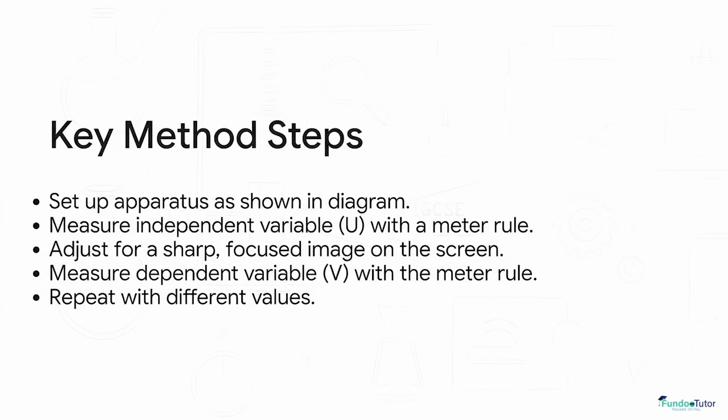Step 1, set up the apparatus just like in the diagram. Step 2, measure your first variable, u, with a meter rule. Step 3, adjust the screen until the image is perfectly sharp. Step 4, measure your second variable, v. And the crucial final step, step 5, state that you will repeat the whole thing for different values of u to get a good range of results.